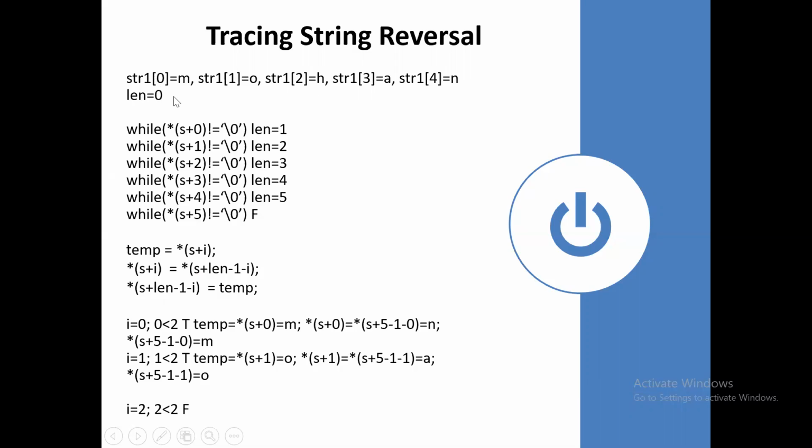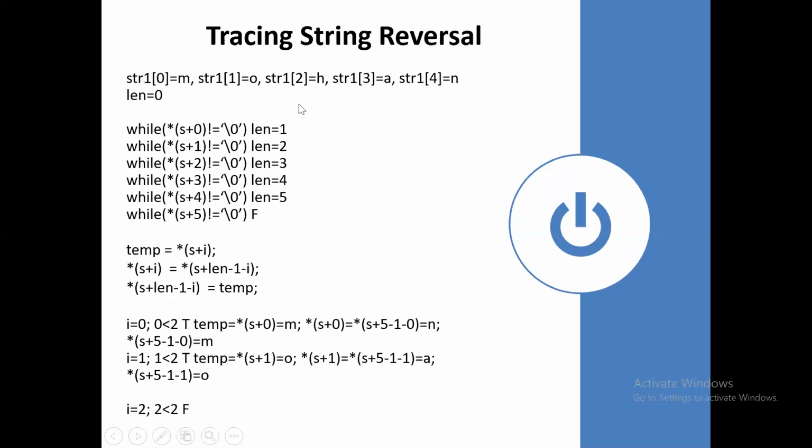First and foremost, I am initializing the length value to 0 because I need to calculate the length, right? This star s is pointing to the string that I read through gets. Star of s plus 0, that is M, not equal to null character. Obviously M is not equal to null character, so length is incremented by 1. Next, while star of s plus length, that is s plus 1, O, not equal to null character, length is incremented again by 1. Now the length value is 2.